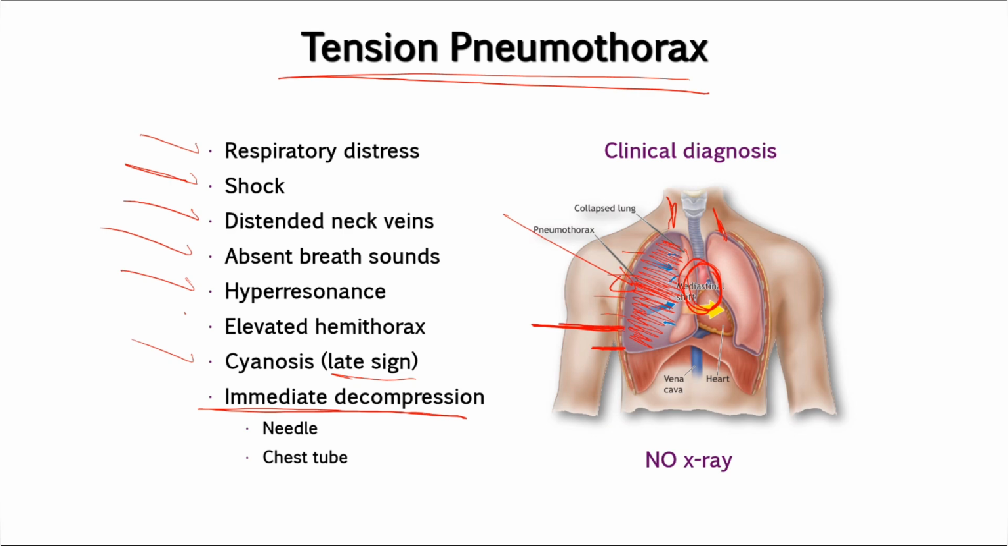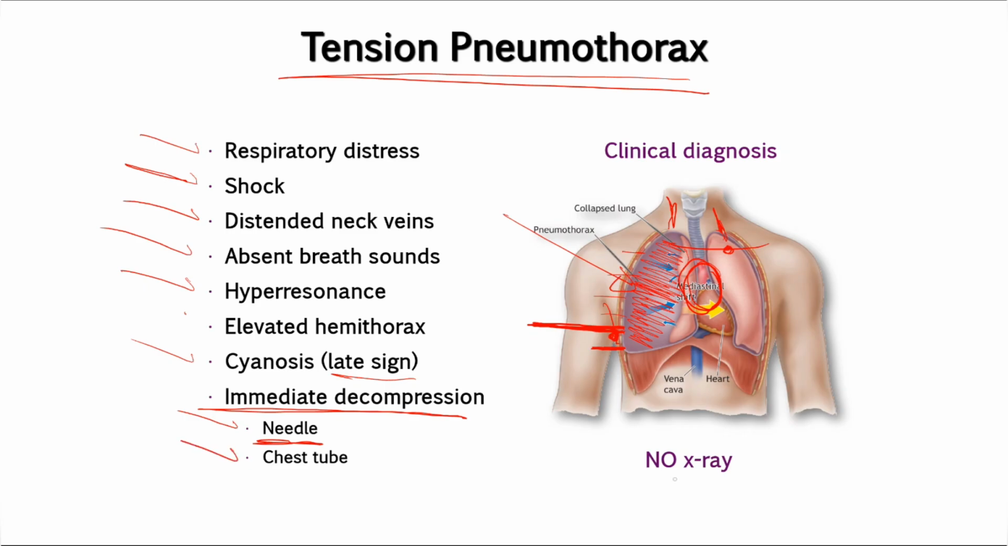So they put a needle in the fifth intercostal space in the mid-axillary line. So here, at that area. Previously it was in the second intercostal space, mid-clavicular line, but now they changed the position. Then, if available, you have to put a chest tube; this is a needle decompression followed by a chest tube.